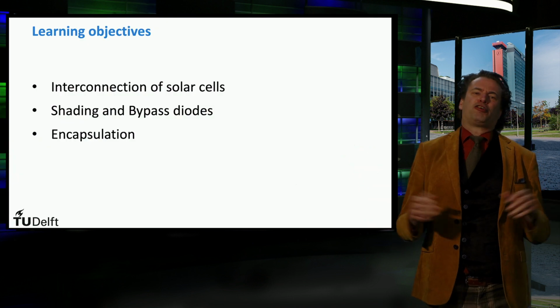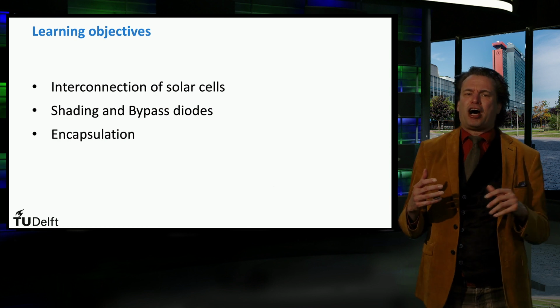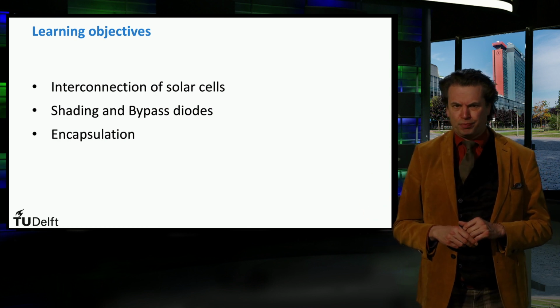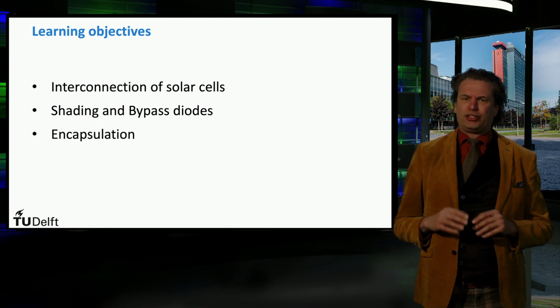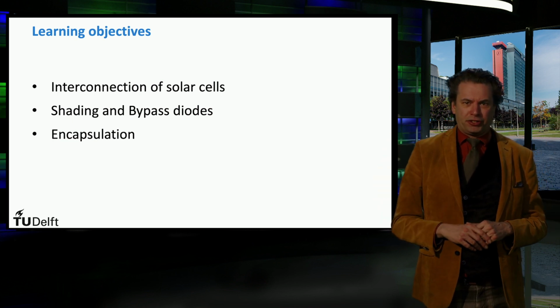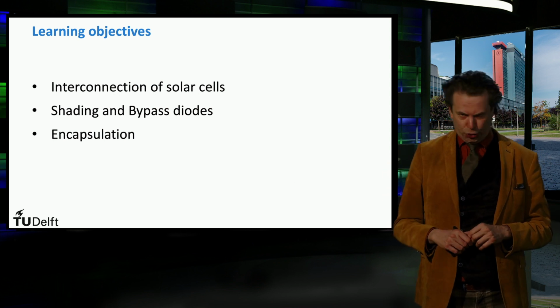The learning objectives of this video lecture are to understand the principle of how solar cells are or can be interconnected in photovoltaic modules. What is the impact of shading over the module, and what is the role of bypass diodes? How and what materials are used for the encapsulation of cells in the final module product?